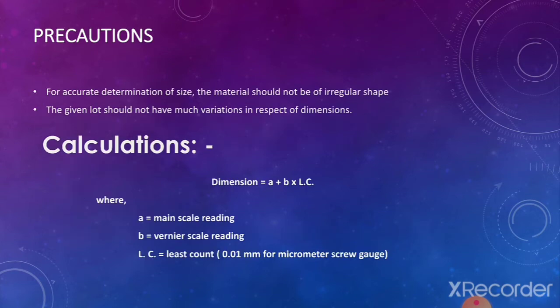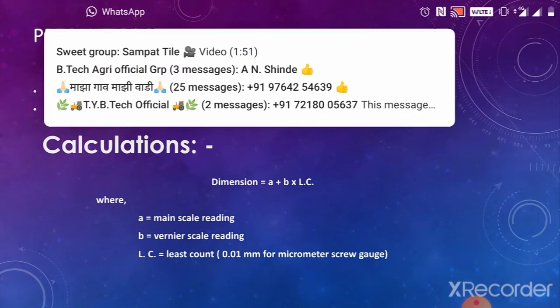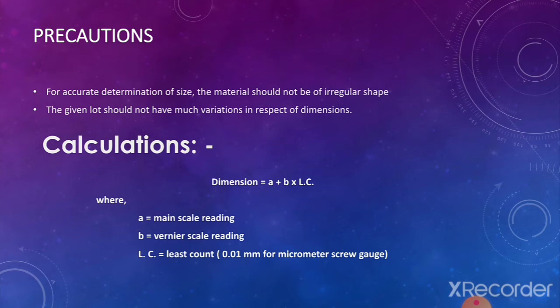While taking readings with the micrometer screw gauge to determine size, some precautions should be taken. For accurate determination of size, the material should not be of irregular shape; it should be of a regular shape. The given lot should not have much variation in respect of dimensions.